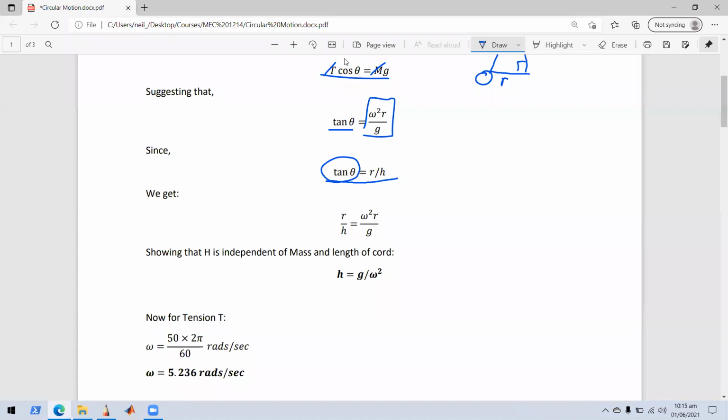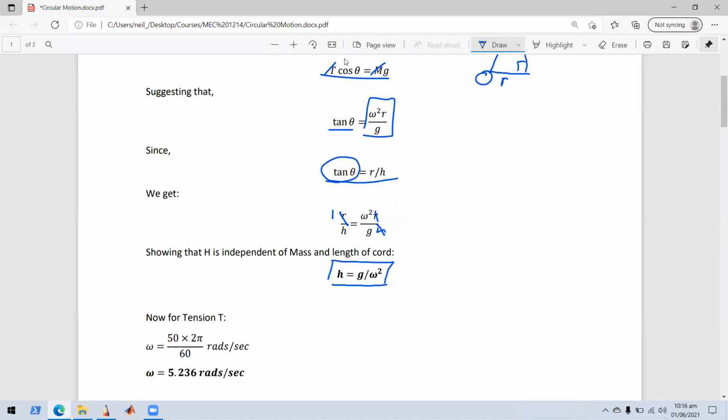Manipulating this, solving for h, we get h is equal to g divided by omega squared. We flip this, g goes on top. The r's cancel out because when we take this one over, it's going to multiply and cancel with this r. So 1 upon h equals omega squared over g, flip, and h is equal to g divided by omega squared.